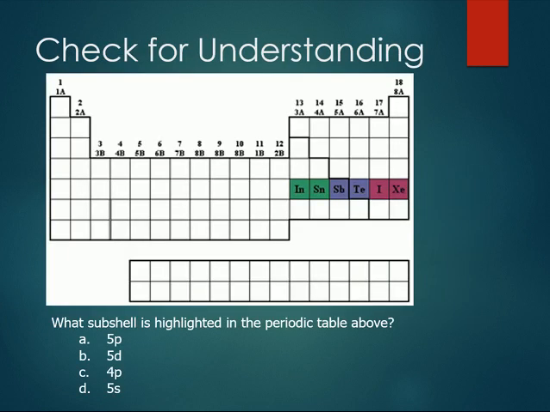So let's see what we remember from last section. Looking at the periodic table, I have a few elements that are highlighted. What subshell is being highlighted in the periodic table above? Pause the video until you can come up with an answer. I hope you selected 5P. We have n equals 1, n equals 2, n equals 3, n equals 4, and n equals 5. This is the fifth period. Then this is the P block. So this is 5P.